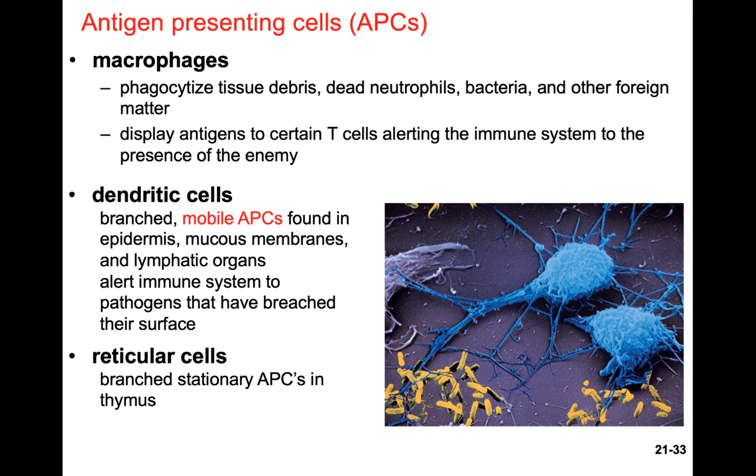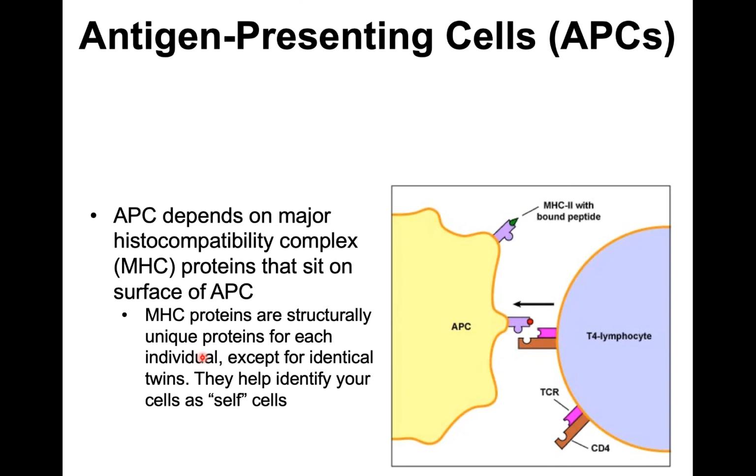The second type of APC is called a dendritic cell. These are APCs that are mobile. These guys can move around, and they're found usually in mucous membranes, and they are able to, again, phagocytize a bacteria and present the antigen to the rest of your immune system. The last one is a reticular cell. This is a stationary APC, and the only place these are found is going to be in the thymus. So 3 different cells all act as APCs, and this is how they work.